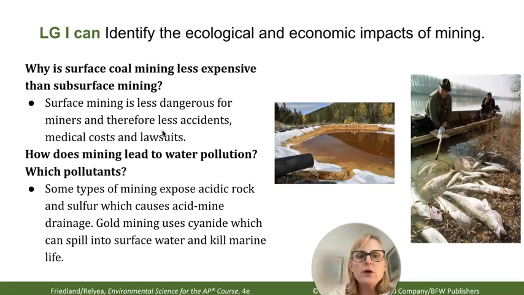Here's another thing to know. How does mining lead to water pollutants, and which pollutants? We talked about this before, but it's important, so we're repeating it. Some types of mining expose acidic rock and sulfur, which causes acid mine drainage. And then gold mining in particular uses cyanide to extract the gold from the ore, and it can spill into waters and kill fish. This is a cyanide poisoning of local lakes from gold mining, and that was in Eastern Europe, I believe.